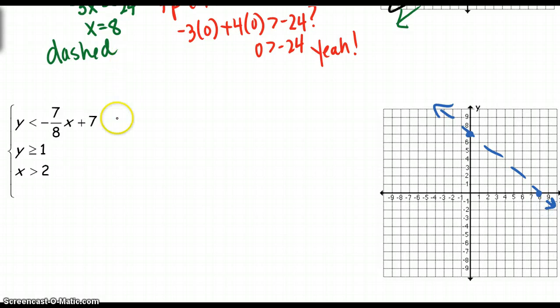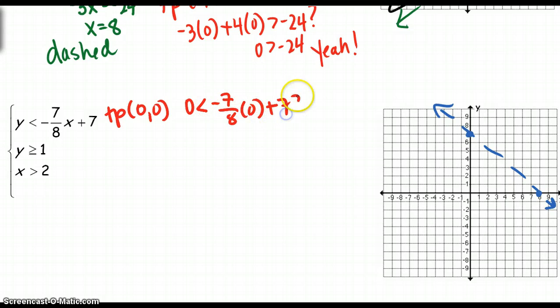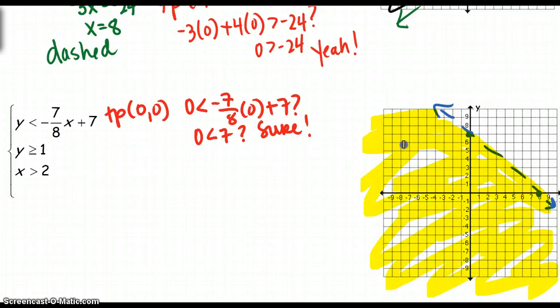Okay, let's try a test point. So 0, 0 is not on our line. So is 0 less than negative 7/8 times 0 plus 7? Well, is 0 less than 7? Sure thing it is. So we're going to go ahead and we're going to shade where this test point is. Just like that. And then the next thing we're going to do is graph these other 2 lines.